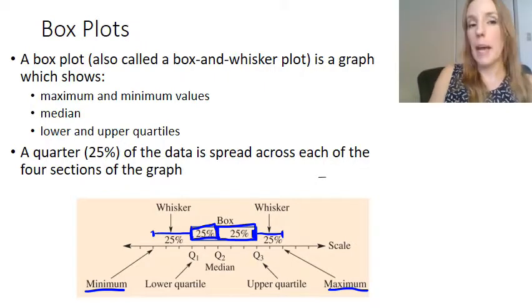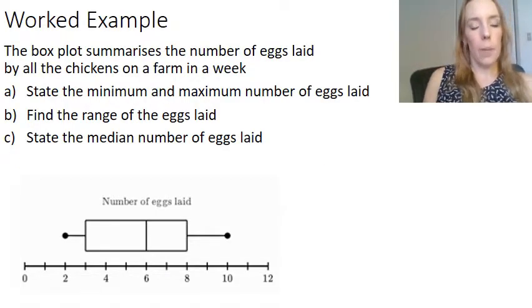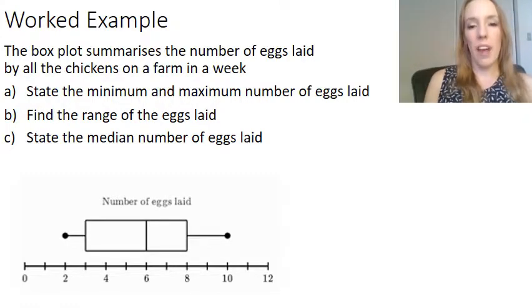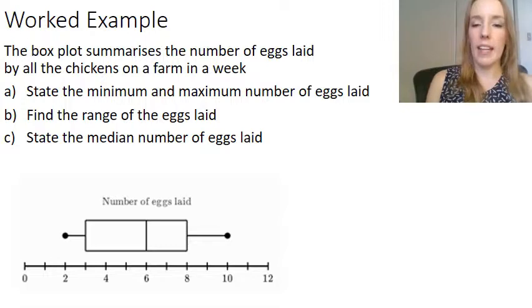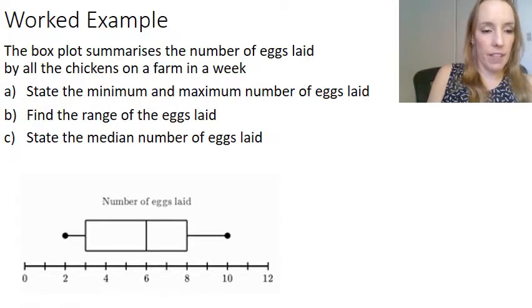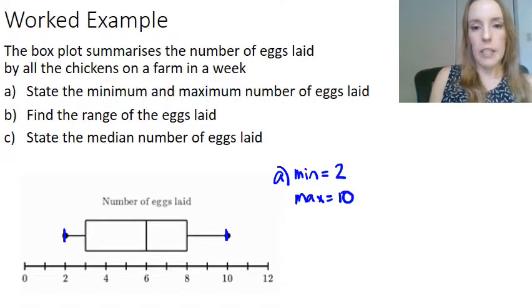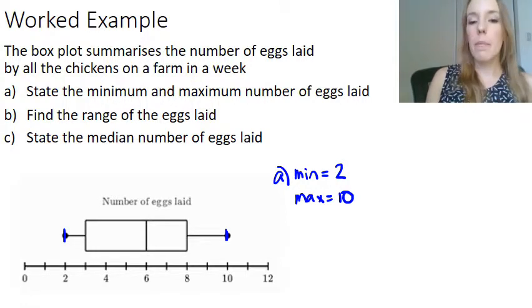Okay, so we're going to have a few examples to have a look at these. So we've got a box and whisker plot here. So the box plot summarizes the number of eggs laid by all chickens on a farm in a week. So we can see there. So state the minimum and maximum number of eggs laid. So looking at our graph, this dot here represents our minimum, this one represents our maximum. So for A, our minimum number is 2, and our maximum number is 10. That's a busy chicken. Okay, so minimum and our maximum.